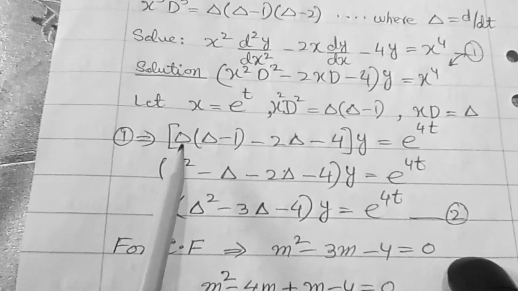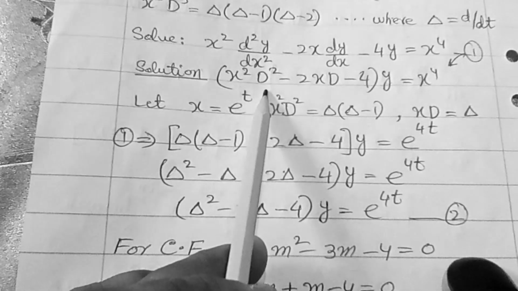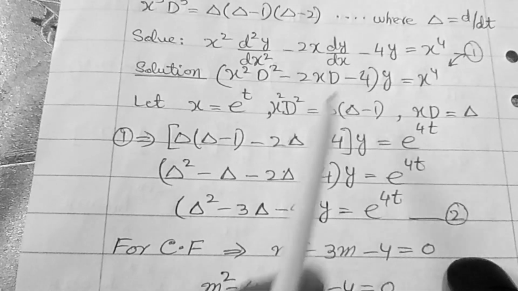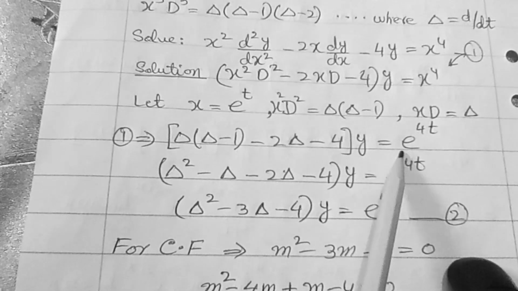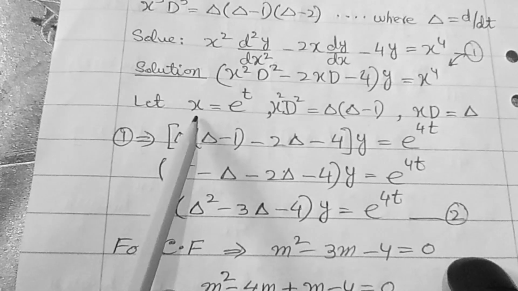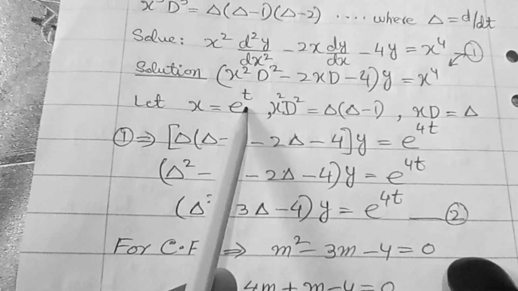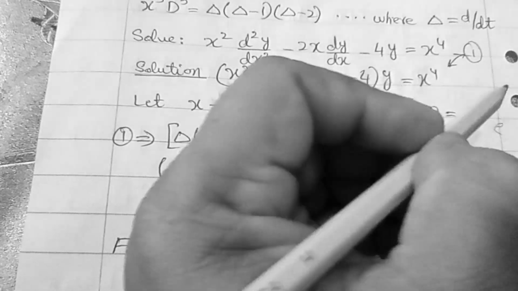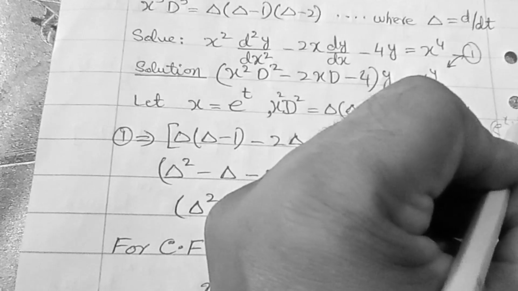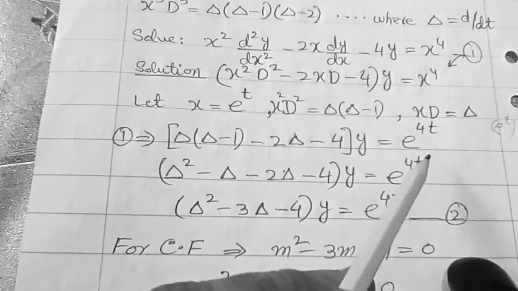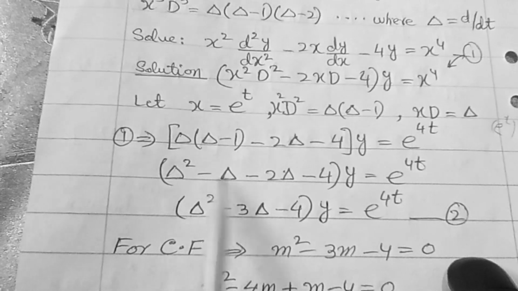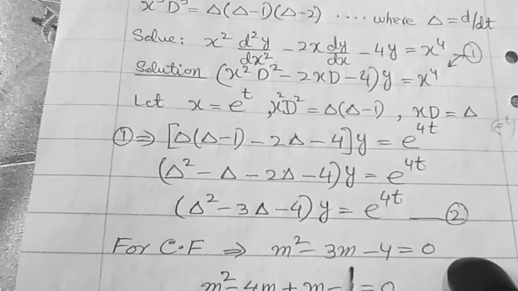So in equation number 1, we will obtain, for instance, x square D square, we will substitute delta into delta minus 1, minus 2 delta, that is 2xD, that is 2 delta, minus 4, y is equal to exponential 4t, because we are substituting x is equal to exponential t. So when we substitute exponential t raised to the power 4 instead of x, the powers will be multiplied, so that we can write it as exponential 4t. Now further simplification: delta square minus delta minus 2 delta minus 4 into y is equal to exponential 4t, delta square minus 3 delta minus 4 into y is equal to exponential 4t.